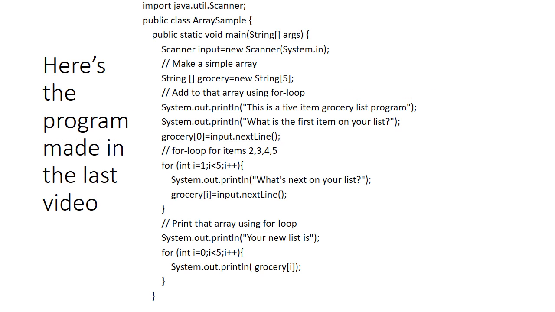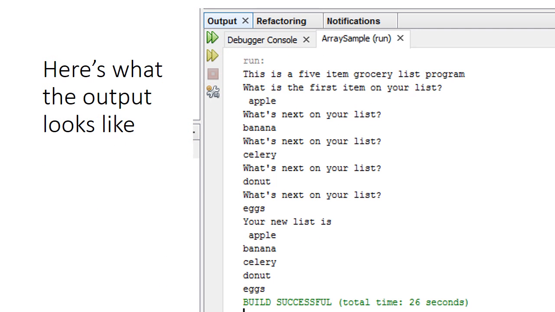This is the program as it stands right now. It simply prompts the user for a grocery item, and then it continues to get into a for loop where it prompts you for the next items 2, 3, 4, and 5. Then it outputs that array using a separate for loop. And here's the output of that program. This is a copy of the output window.